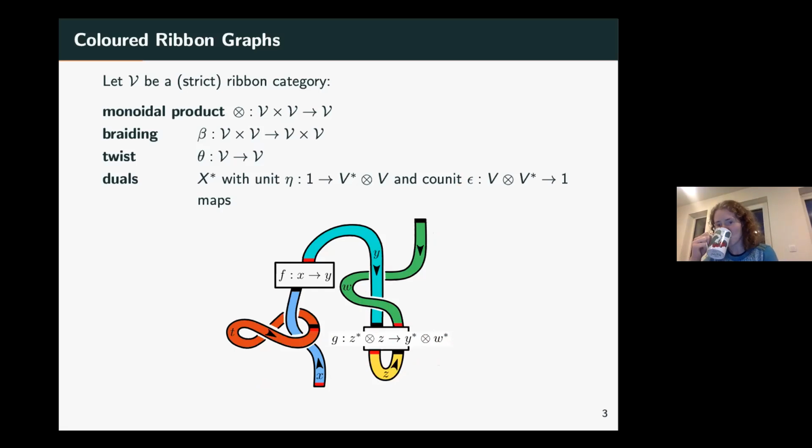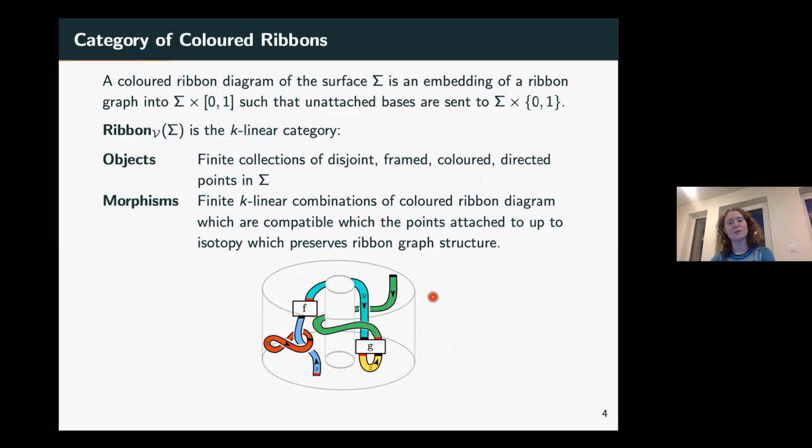What we do for a Skein category is we embed them into our thickened surface. So very much like in the Skein algebra, we took the links and we embedded them into the thickened surface. In this case, we're just going to embed our ribbon graphs. The difference is that the unattached bases, so some of the bases of your ribbons are going to be attached to coupons. So they're all dealt with.